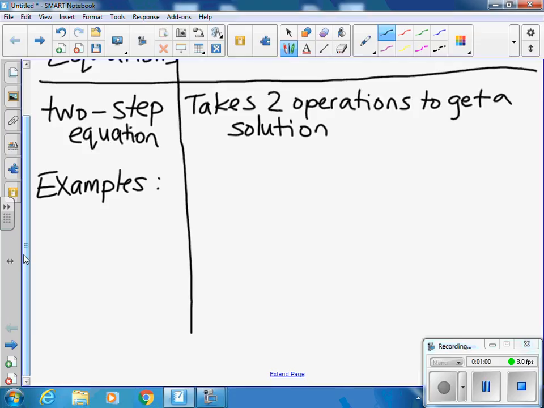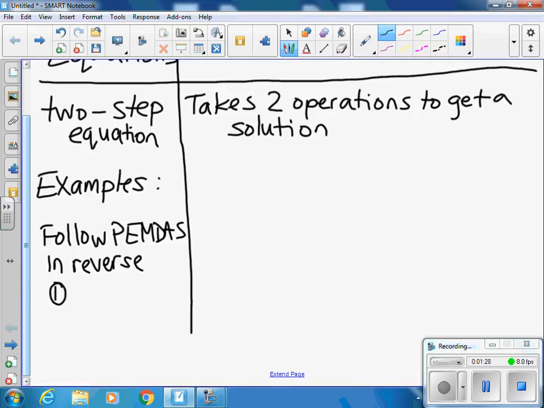The first thing before we do any examples, though, when you are solving a two-step equation, you are going to follow PEMDAS in reverse. And what this means is that normally, when we're doing order of operations, adding and subtracting is the last thing that we do. Well, when we're solving two-step equations, adding and subtracting is going to be the first thing that we do. So you're going to start at the back of PEMDAS and work your way forward.